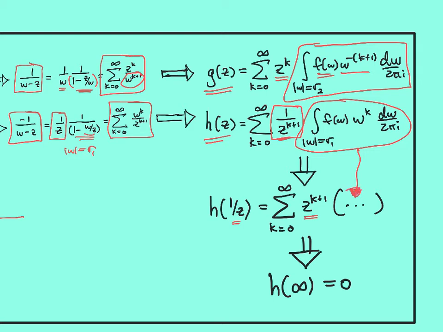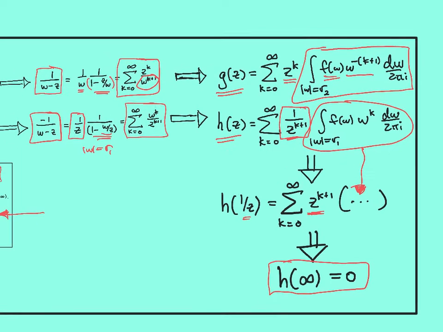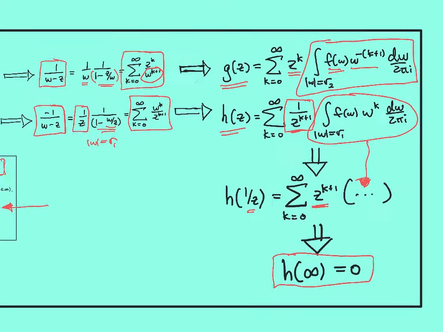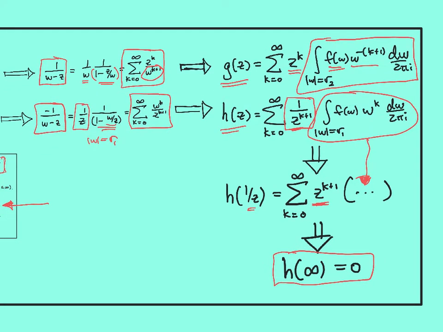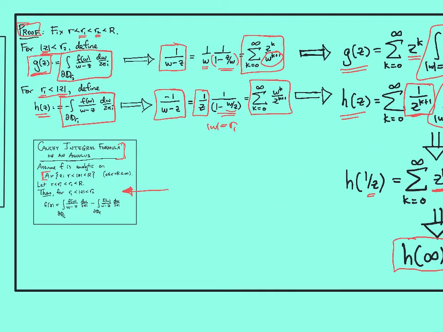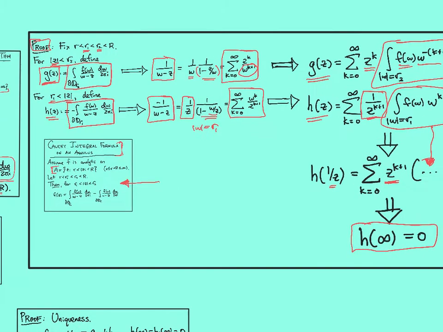And the powers start at Z to the 1, so we do indeed have H of infinity is 0. And so with this, we get that G is analytic on the disk of radius big R, and H is analytic for Z's bigger than little r and also at infinity, because it's represented in this form. And that's what we need to show for the existence portion. The uniqueness part is not too bad.